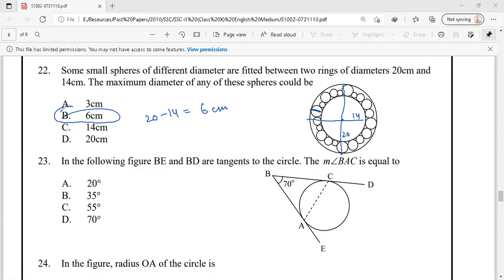In the following figure, BA and BD are the tangents to the circle, and we have to find the angle BAC. This is the angle we have to find. We know that tangents are always equal. These two tangents are equal. This means that the angles opposite to them are also equal. If this is 70, so remaining is 110, that is divided in A and C. So this would be 55 and 55. So option C is the right answer.